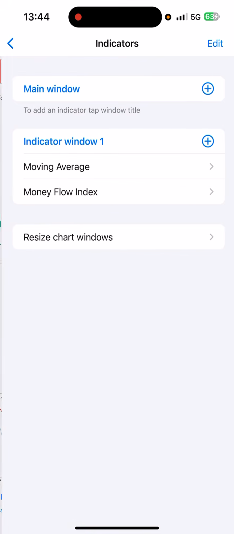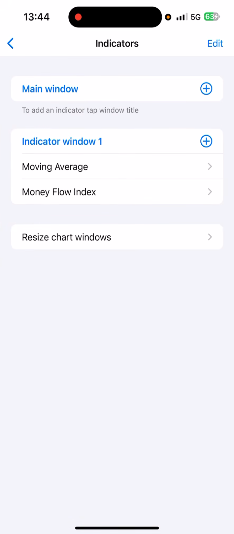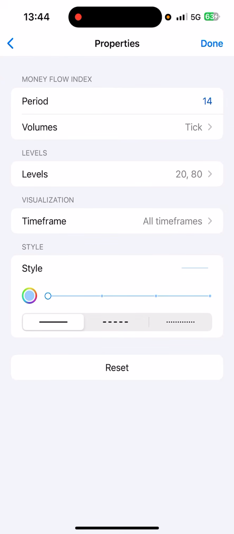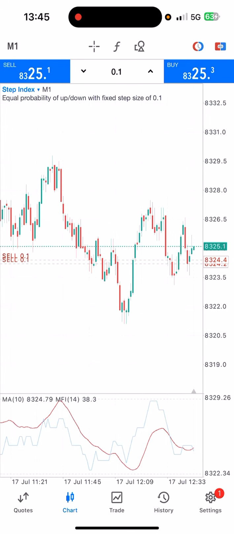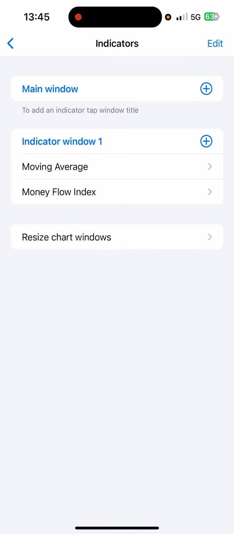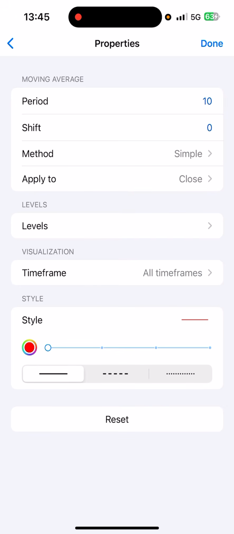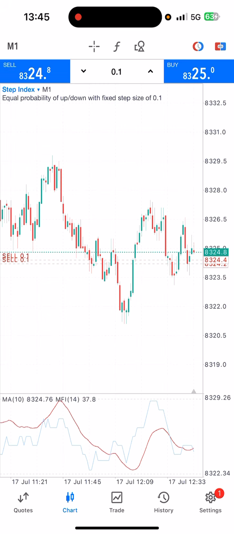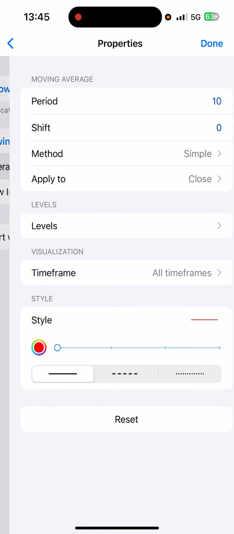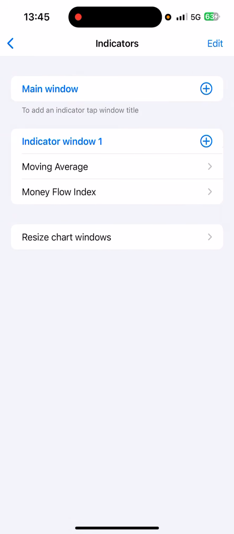So while we're waiting, let me quickly show you the indicator settings. The first indicator is the money flow index. You set it on period 14, volume, tick, levels 20 and 80. Then you click done. Next indicator is moving average, period 10, shift 0, method simple, apply to close. Click done. Select the color for easy identification. You can see my moving average color is red and my money flow index is kind of sky blue.